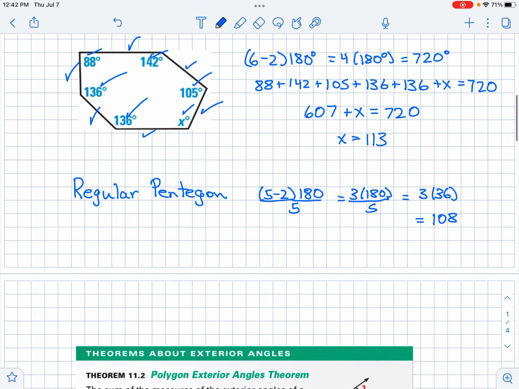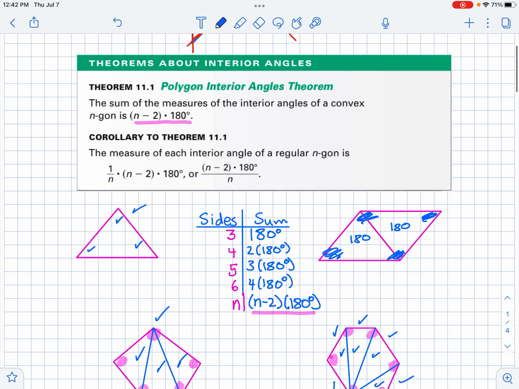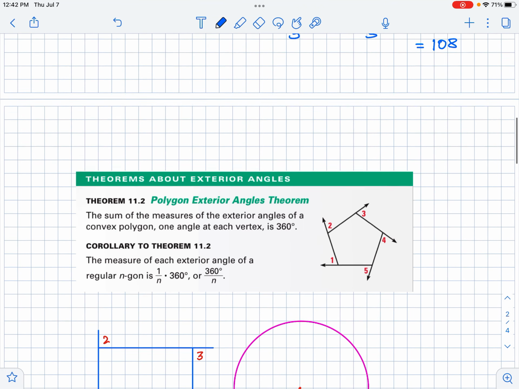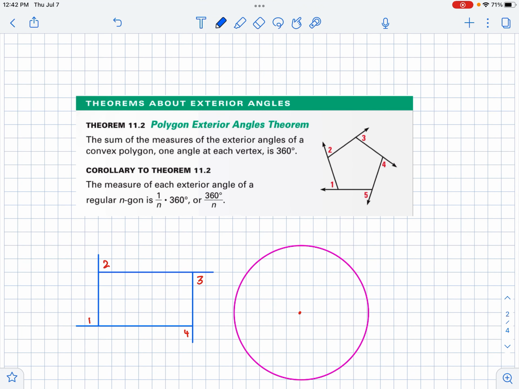Okay. Now, realize what we're talking about here is these angles in the interior. Remember, if you've got a polygon, you can extend the sides out and get exterior angles. So, for example, look at this one. We extended this side out and got this angle. We extended this side out and got this angle. If we extend these sides out, we get these exterior angles. Now, the question is, what is the sum of the measures of those exterior angles?